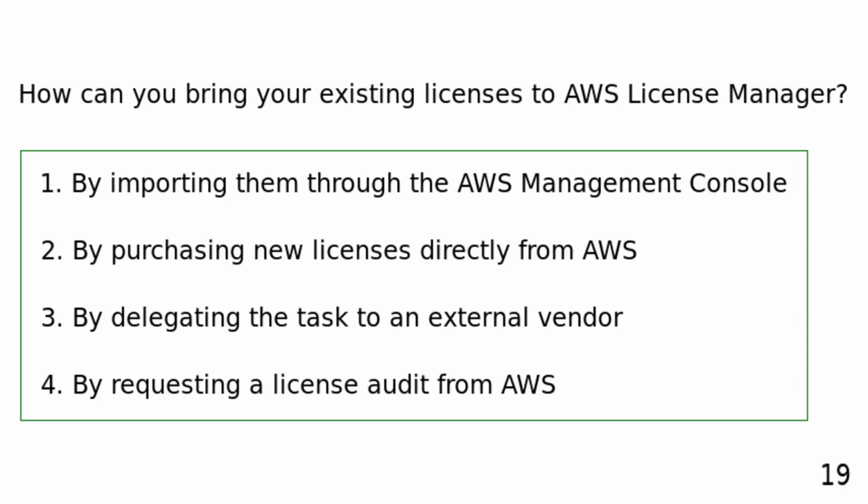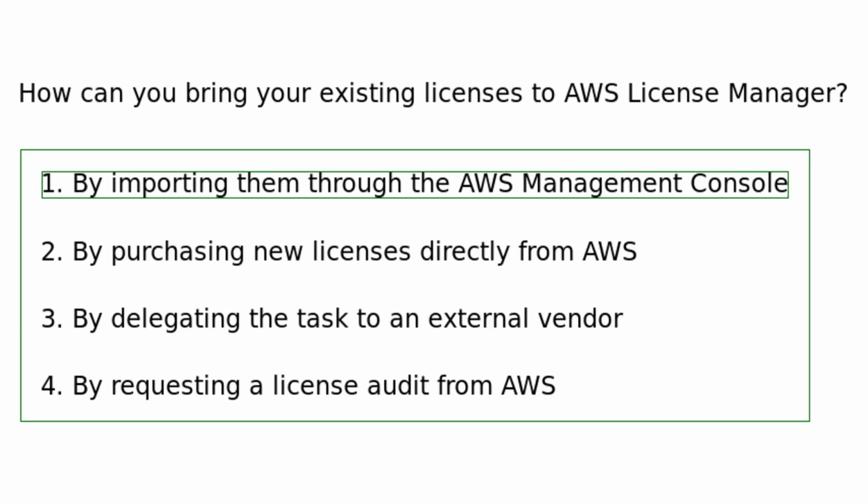How can you bring your existing licenses to AWS License Manager? By importing them through the AWS Management Console. By purchasing new licenses directly from AWS. By delegating the task to an external vendor. By requesting a license audit from AWS. You can bring your existing licenses to AWS License Manager by importing them through the AWS Management Console.